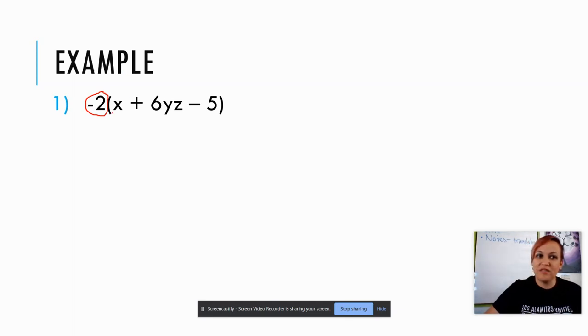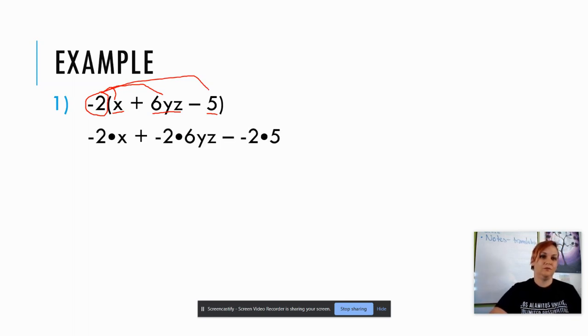So in my parentheses, I have 1, 2, 3 terms. Again, the 6yz, since they're all right next to each other, is considered one term. So I will be distributing -2 times x, -2 times 6yz, and -2 times the -5. When it's just a number and a letter, you're just going to write them right next to each other. So that first one will turn into a -2x.